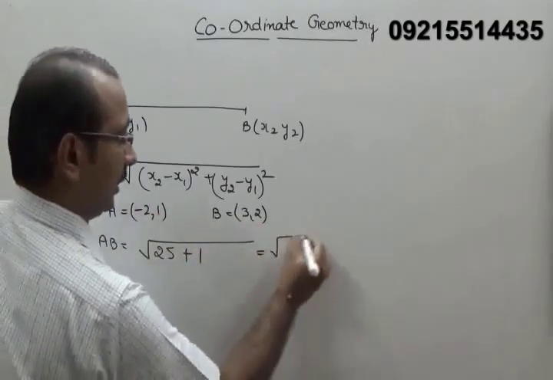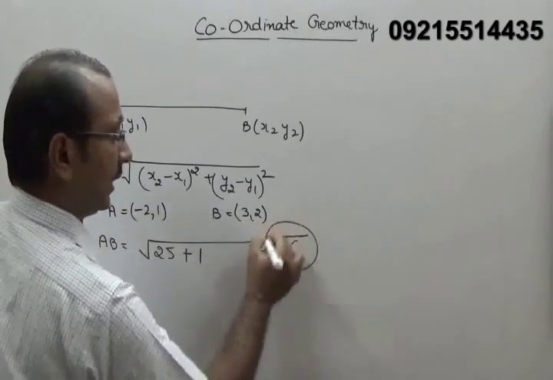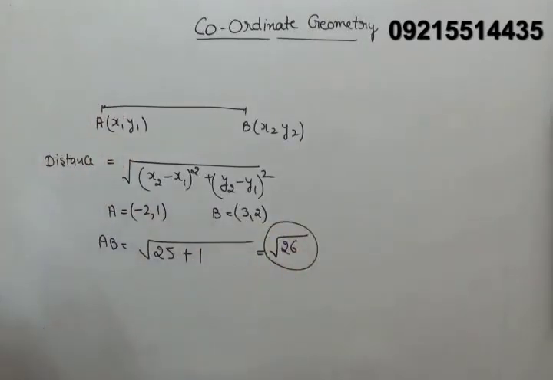So I may say the distance between A and B is root 26. That is the answer to my first statement. By this we can find the distance between two points. I hope it's clear.